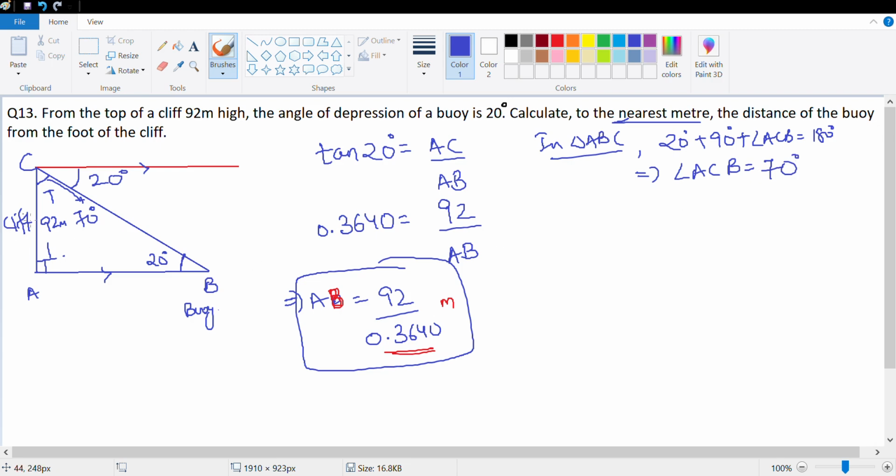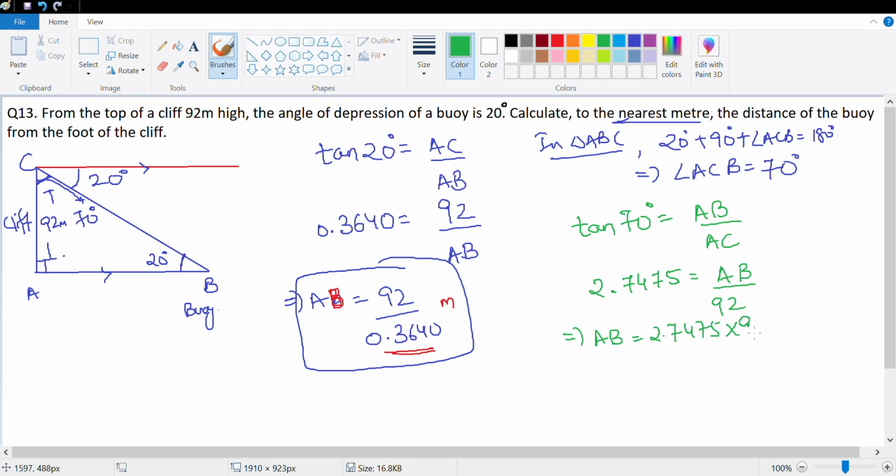So now let's look at the reference angle as angle C, which is 70 degrees, and see how this works for us, if it is better, if at all. So tan 70 degrees in this case would be opposite, which is AB, upon adjacent, which is AC. The value of tan 70 from your book is 2.7475, equal to AB, which is what we need to calculate, upon AC, which is 92, which means AB is equal to 2.7475 into 92 meters. A slightly easier calculation because it involves multiplication, at least for me.